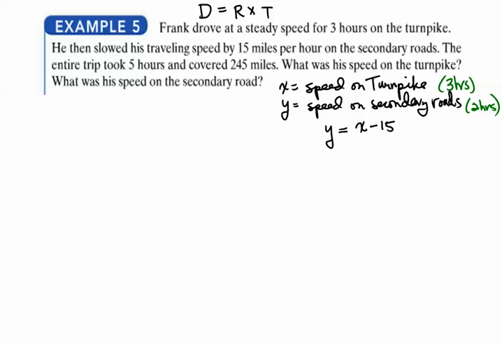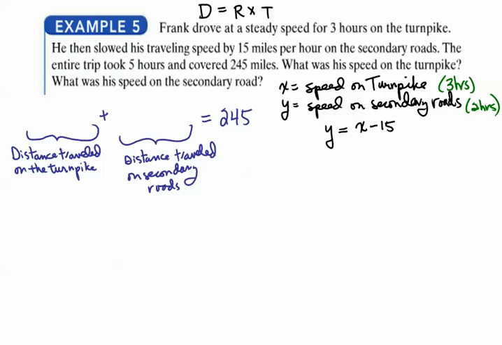All right, now we're ready to do something here. We're going to use the total distance traveled. We know that the total distance traveled is 245 miles. Well, there are two parts to the trip. There's the part on the turnpike, and so there is a distance traveled on the turnpike. And then there's a distance traveled on the secondary roads. And when you add those two distances together, you should get the total distance traveled.